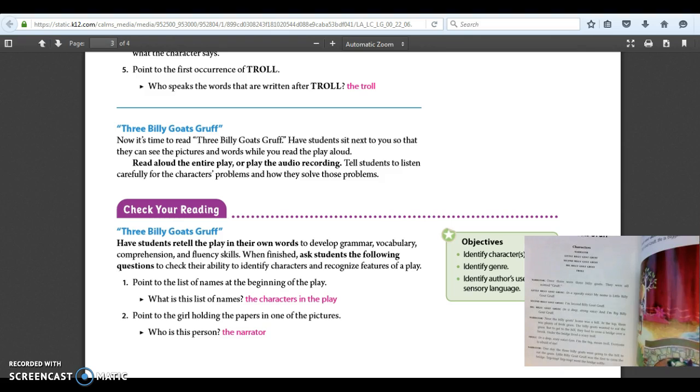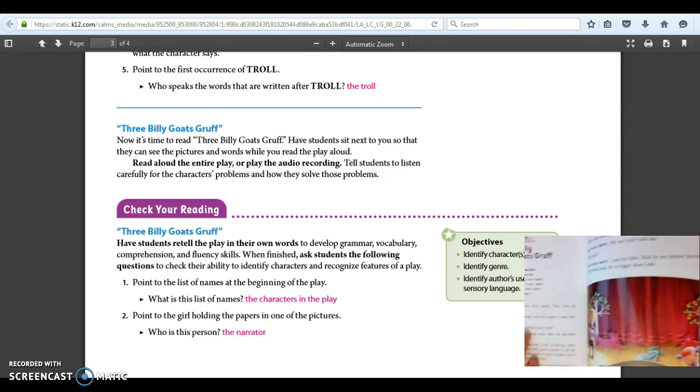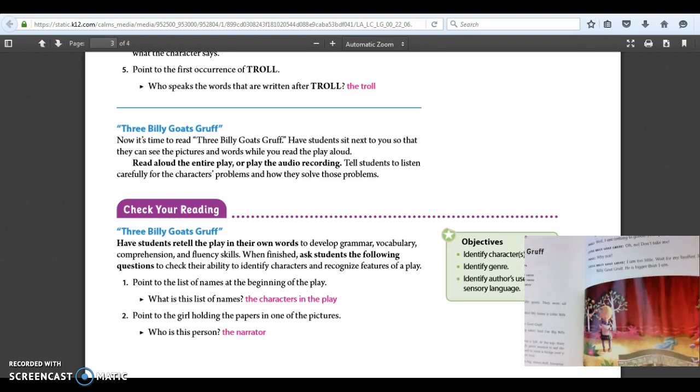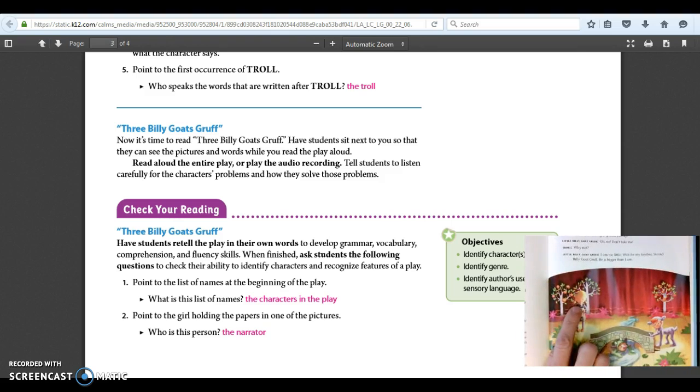Now that you've had a chance to reread it, we've talked about the characters that are at the beginning of the play that are listed right after the title. Let's look at the picture on page 155. Who remembers what we call the little girl that is telling us about the play? She is the narrator. That is correct.